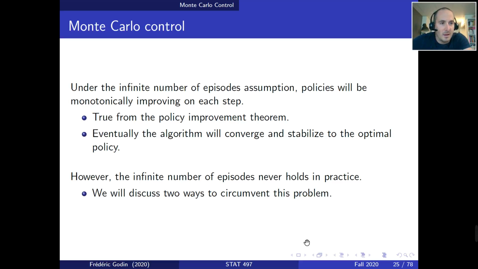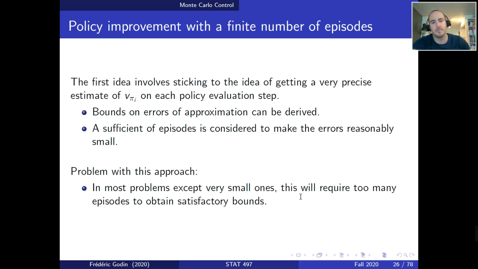Okay, so in this framework, the algorithm is sure to converge. However, in the previous algorithm, we relied on an infinite number of episodes. In practice, this is impossible, so only a finite number of episodes can be generated. Okay? So, what happens in this case? What we could do is use a similar idea to what we did in chapter 4, where we introduced the value iteration procedure.